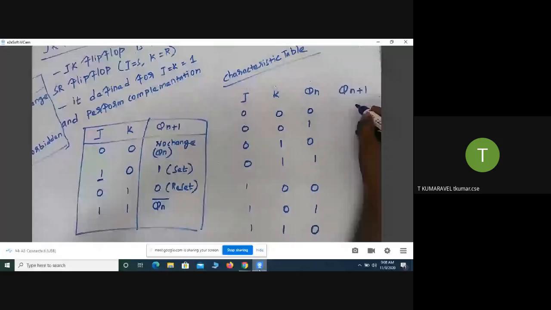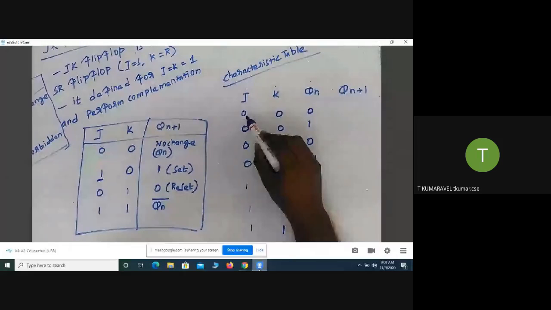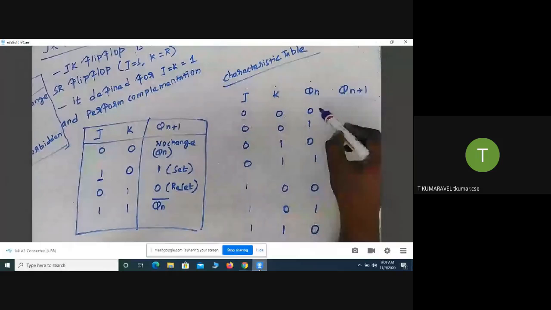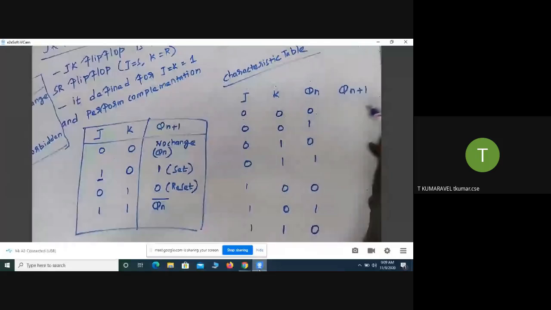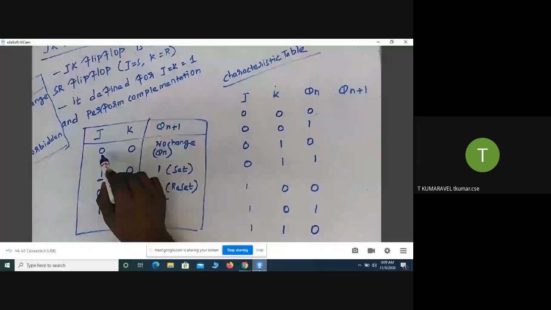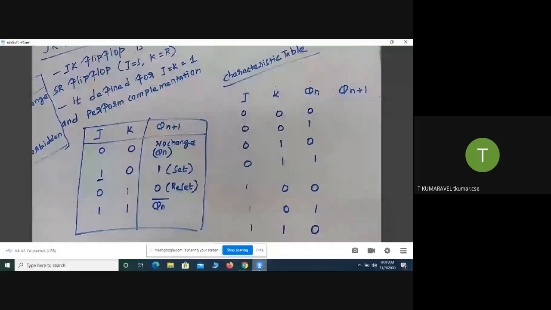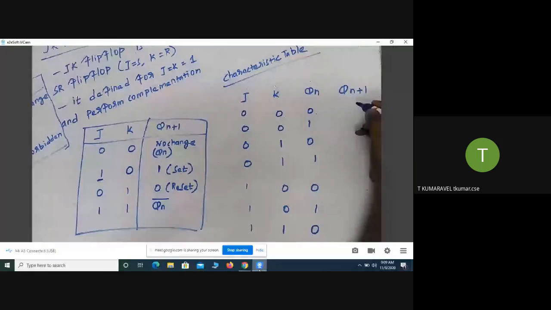So look at the table. For example, J input is 0, K input is 0, and the previous stage output is 0. I'm going to predict the current output. Look at the table: if J equals 0 and K equals 0, there is no change. No change means it will retain the previous stage. The previous stage output is 0, so I write 0. Is it okay for you?